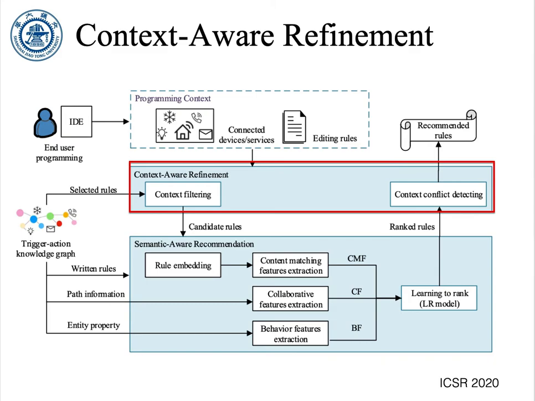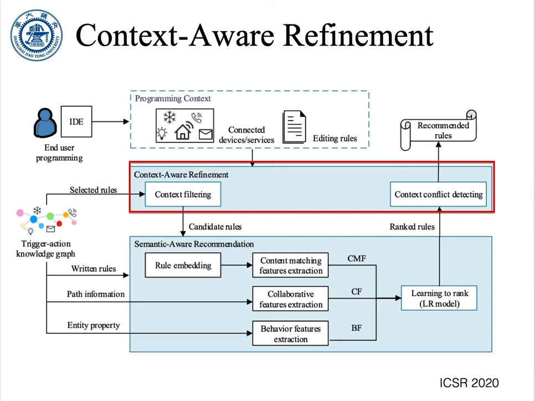Atar is a context-aware recommendation approach. It refines candidate or recommended trigger action rules according to a user's programming context, where the context includes the rules under development and the connected IoT devices or services. Before the learning to recommend stage, Atar performs a context filtering. It guarantees all recommended rules are executed by one of the connected IoT devices or services.